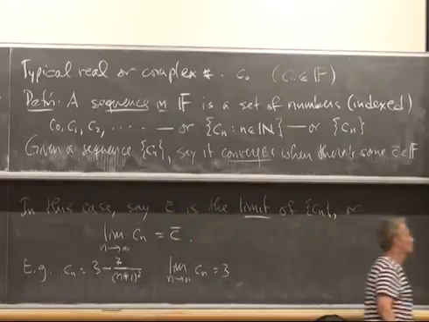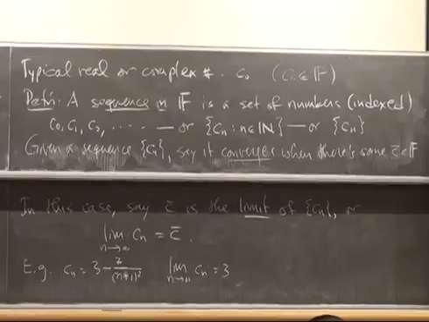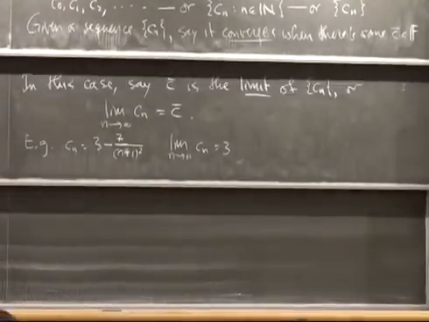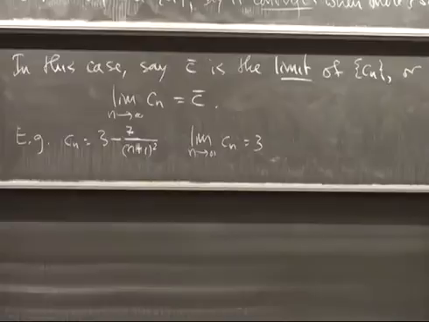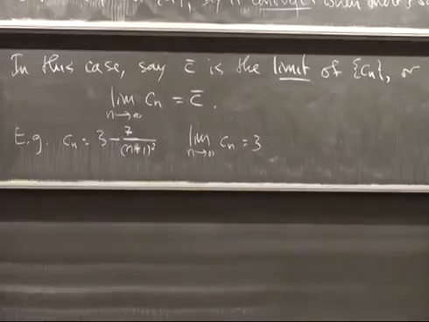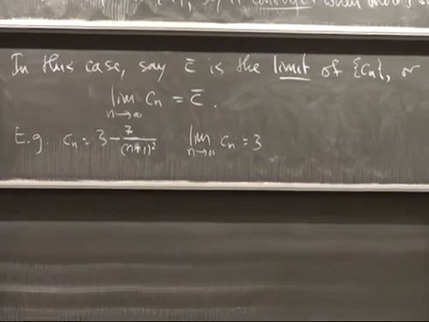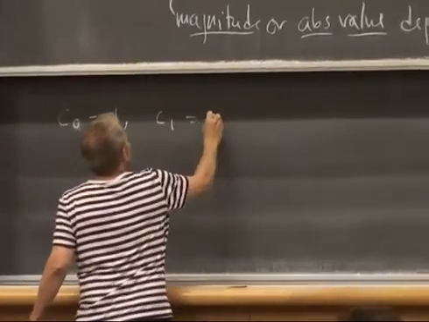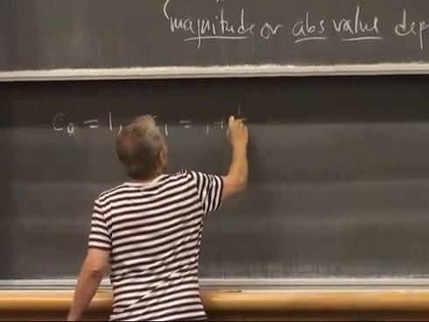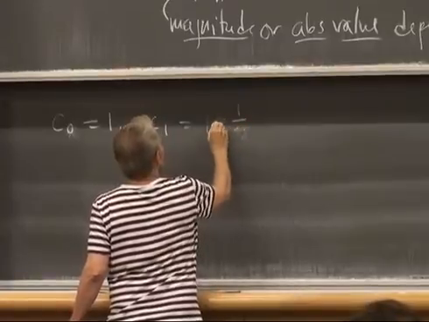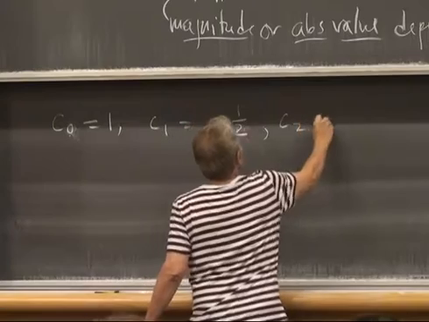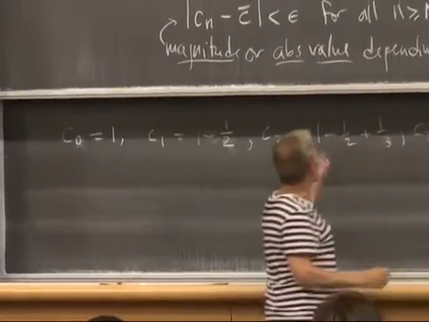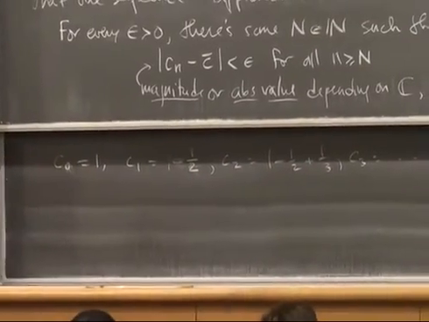How about this sequence? How about Cn equals 1, or let's write a few terms. C0 equals 1. C1 is equal to 1 minus 1 half. C2 is equal to 1 minus 1 half plus 1/3. C3 equals, and so on. You can see what I'm doing here. It's like an alternating harmonic series. Does anyone know what that converges to, or whether it converges?